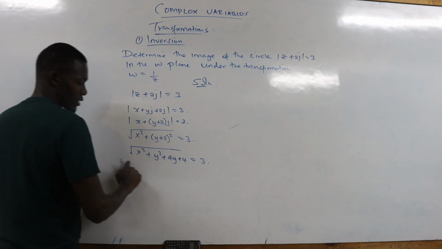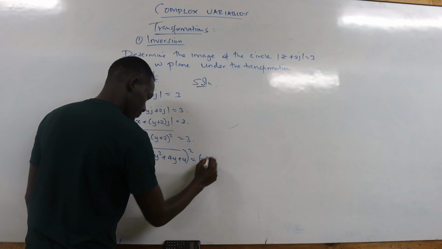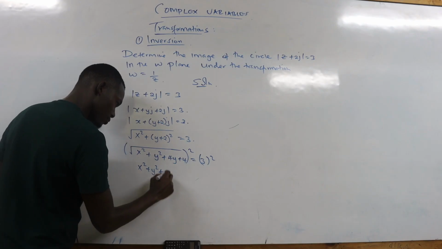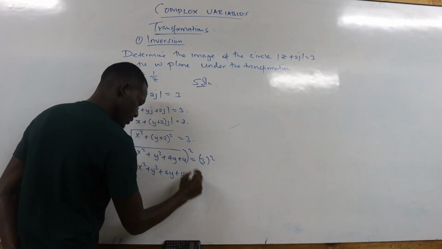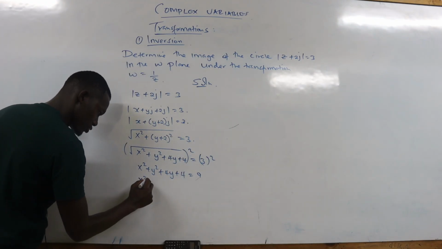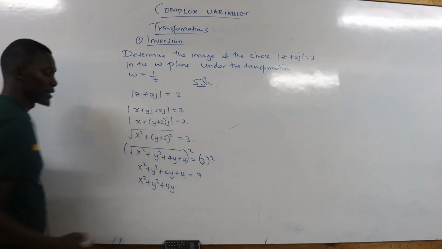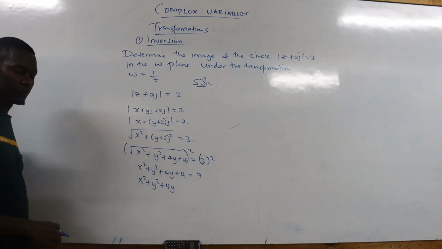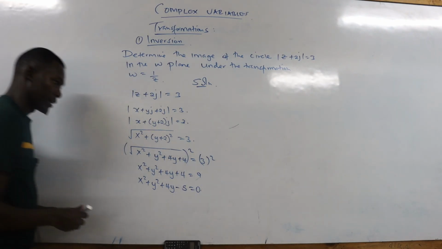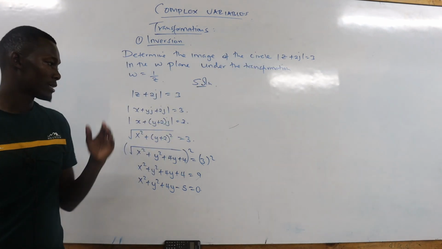Now from there, we want to get rid of the square root, so you square both sides. You shall have x squared plus y squared plus 4y plus 4 on one side, and on the other side you shall have 9. Therefore you can bring the 9 to the other side, so your equation will be x squared plus y squared plus 4y plus 4. When 9 comes to the left hand side, it becomes negative. So 4 minus 9 gives us negative 5, equals 0. So this is the equation of the original circle, but remember, we are supposed to get the image of it.